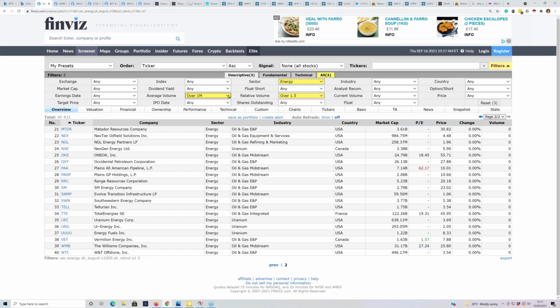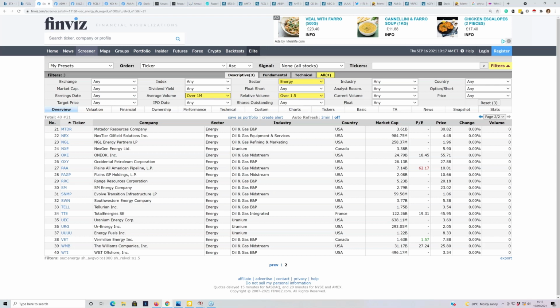So I've taken a million, but you can play around with the value yourself and see what the result is. Then this is an important number. This is the relative volume. So, okay, we've got a million, but if a million is the average that they do, well, they could be in consolidation. They're just going backwards and forwards.